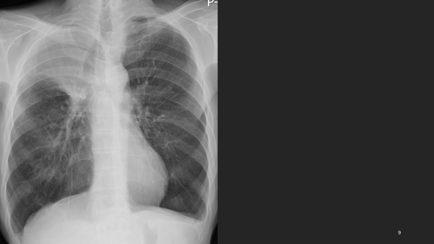The right hilum is unclear and elevated. The right upper lobe shows haziness, consolidation or collapse. Yes, the minor fissure is elevated. Trachea and mediastinum are shifted to the right side. And also the middle and lower lobes are hyperinflated. Okay, that's simply right upper lobe collapse.